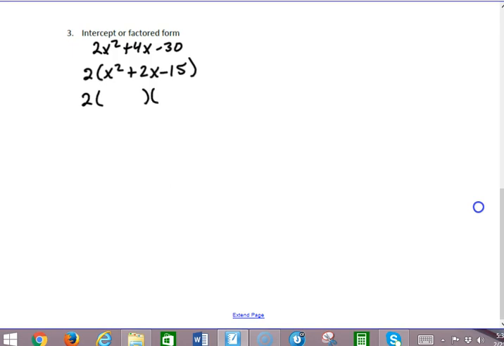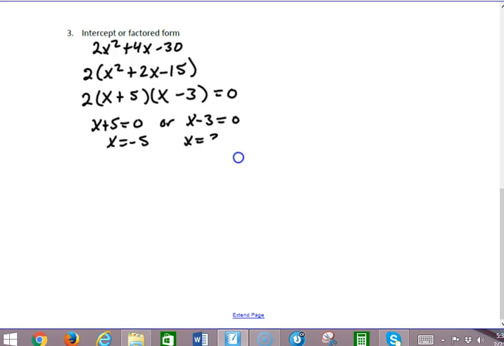Then factoring this, the first two terms have to give me x squared. The second two terms have to give me negative 15. And since I want a positive 2x for my middle term, I'm going to have this be plus 5 and minus 3. So this gives me 5x minus 3x, that's the 2x. So if I set this equal to 0, then either x plus 5 has to equal 0, or x minus 3 equals 0. So x equals negative 5, or x equals 3. So when you see the intercept or factored form of the equation, this is a quick way to find the x-intercepts.